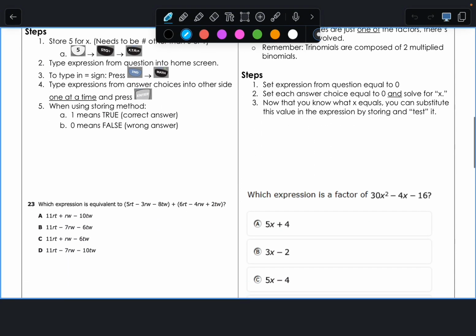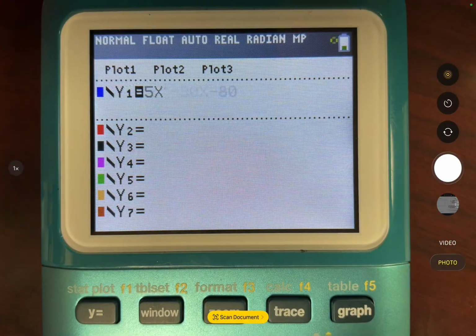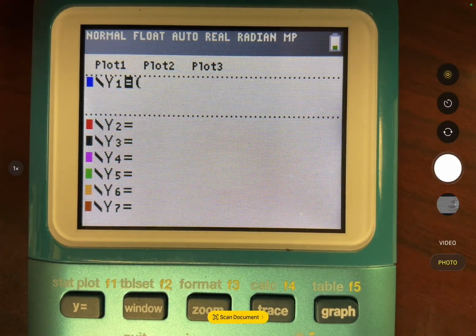So, if you look at number 23, which expression is equivalent to? Put the question part into Y1. And the answer choice parts into Y2. For every letter, you put an X. Any and every letter, just put an X. So I'm going to go to my Y equals. The whole thing goes into the first line.